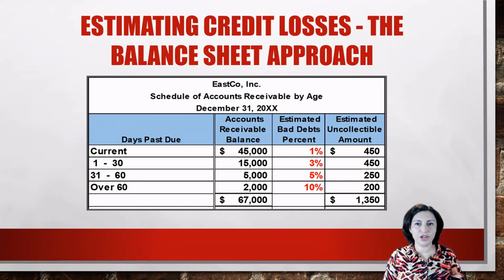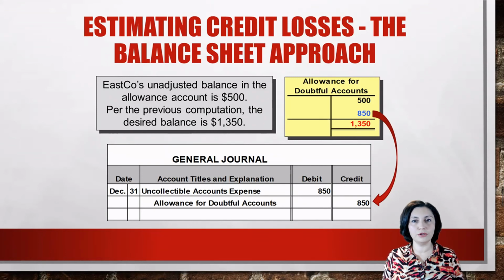Next, the balance of each age group is multiplied by its uncollectible percentage. Then all of the uncollectible amounts are added up to $1,350, and this should be the balance in the allowance for doubtful accounts. Assume ISTCA already had a $500 balance in allowance for doubtful accounts. Since the balance should be $1,350, the account will need to be credited for $850. The entry would be to debit uncollectible account expense and credit allowance for doubtful accounts for $850.